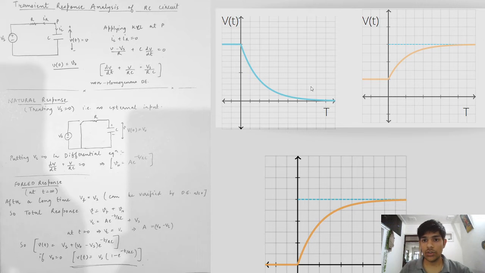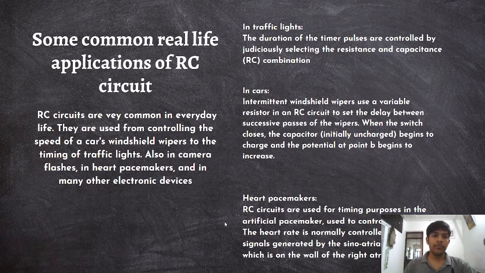These are the graphs showing the relationship between voltage and time across the capacitor, and this third graph shows the condition when V naught was equal to 0, which is this: Vt is equal to Vs times 1 minus e to the power minus t by RC.